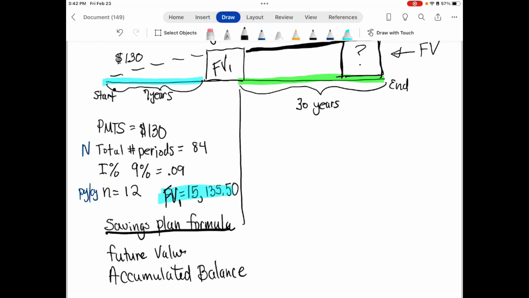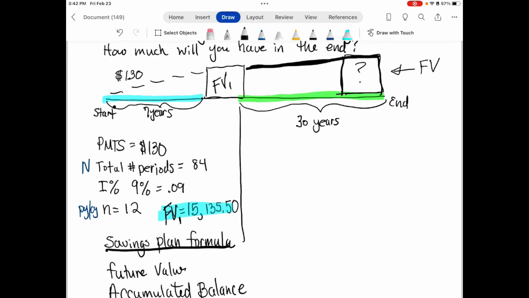But now we're going to look at the second part of the problem, where we're looking at the next 30 years. Now this is different because we're not making payments anymore. We just have this lump sum at the beginning of this 30 years, and we just let it sit there and grow to a bigger lump sum. And that will give us our future value 2, our second future value, which is what we want our final answer to be, which is what we're looking for.